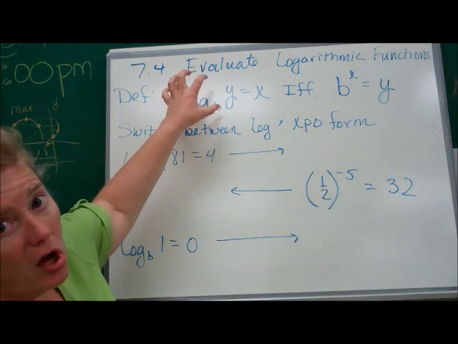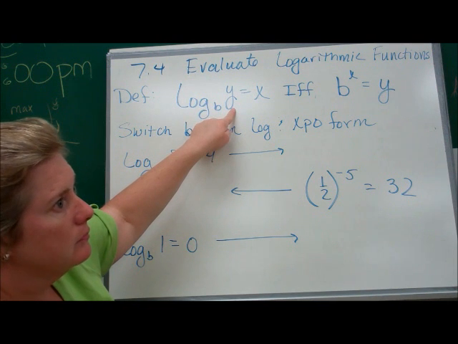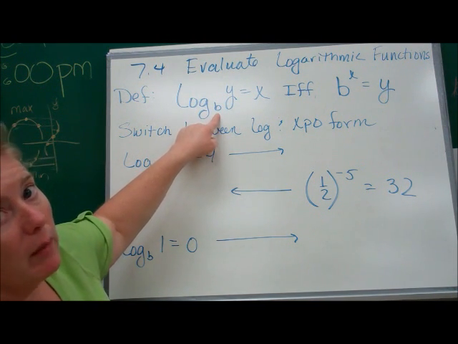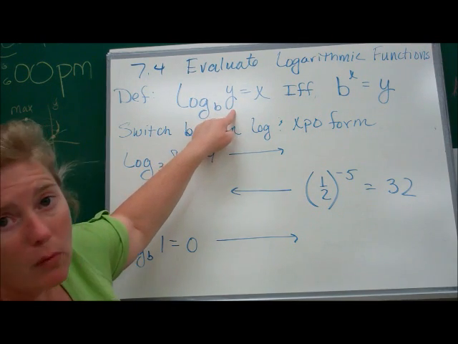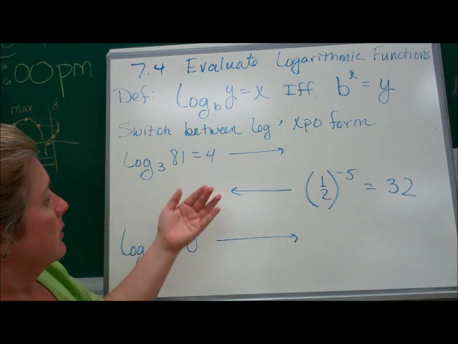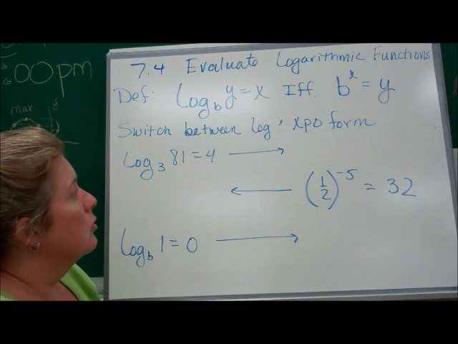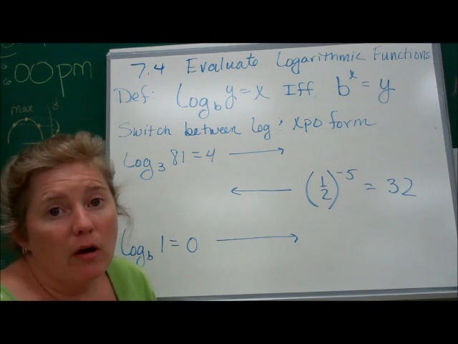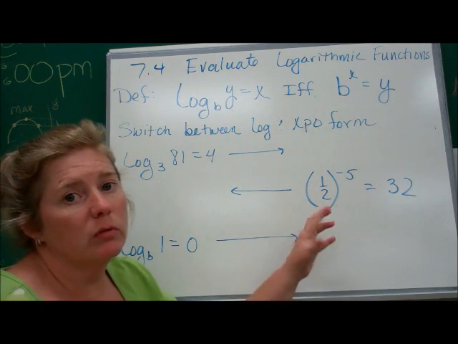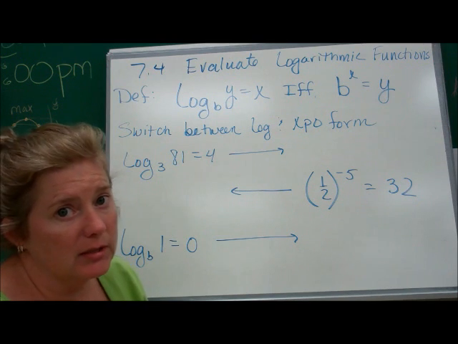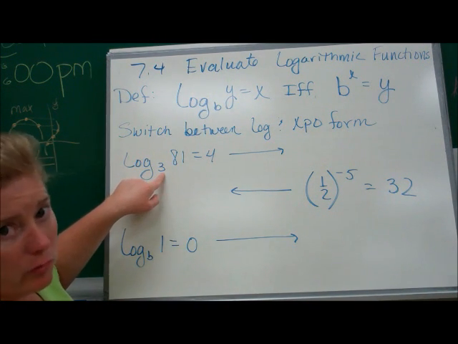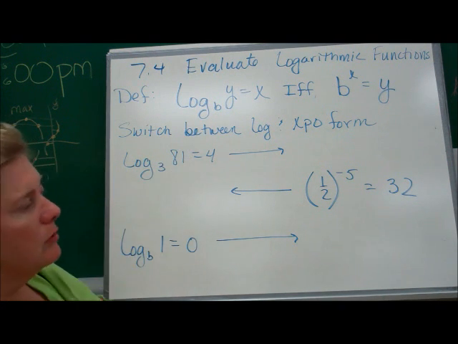If you're taking the log of some number, you're going to ask yourself the question, b to what power equals y? Now we're going to switch between logarithmic and exponential form. This is an essential part because when we get to solving equations, we have to switch between the forms to solve equations. So here we've got log base 3 of 81 equals 4.